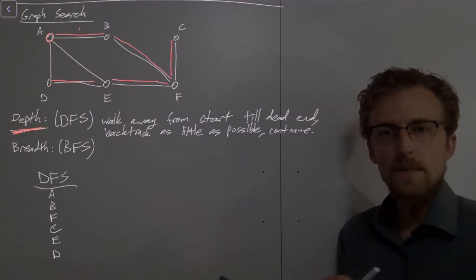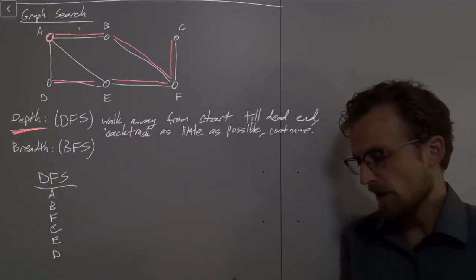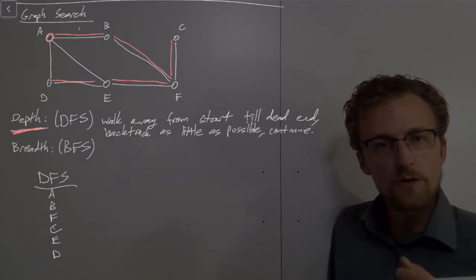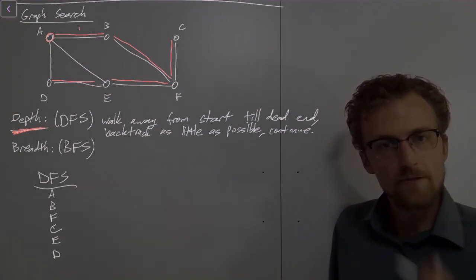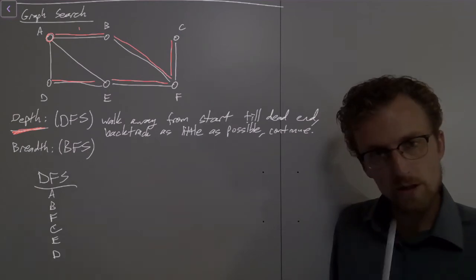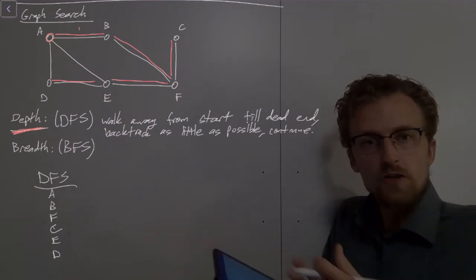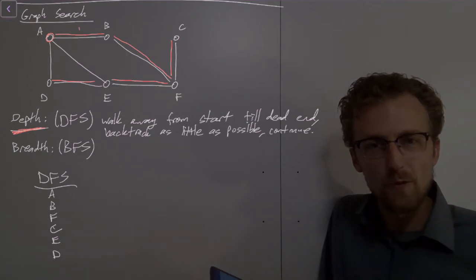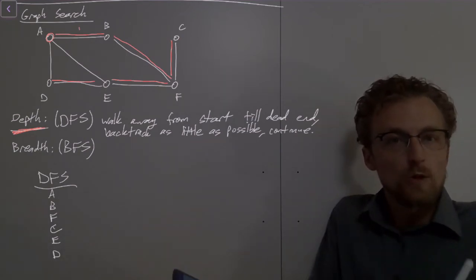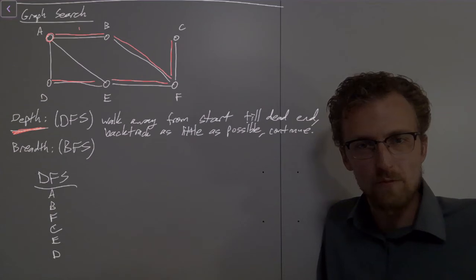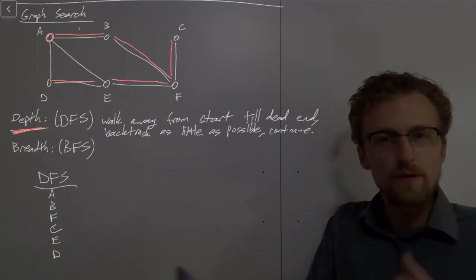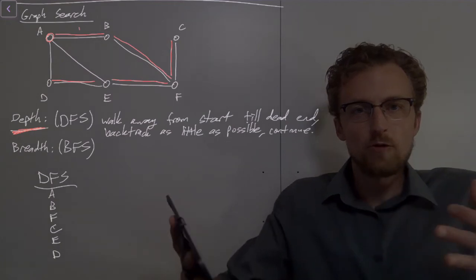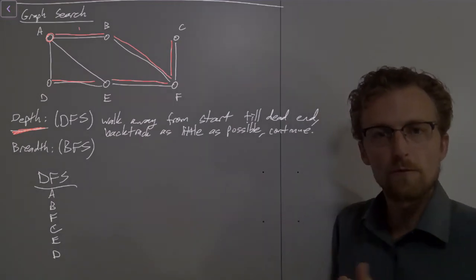What BFS says is, rather than walking away until I hit a dead end, I will enumerate the nodes in the graph in this methodical way. First I'll start somewhere, then I'll explore all the nodes that are one hop away from where I started. Then I'll explore all the nodes that are 2 hops away from where I started. Then I'll explore 3 hops, and so on. So I'll spread out in an ever increasing number of hops away from the first node.